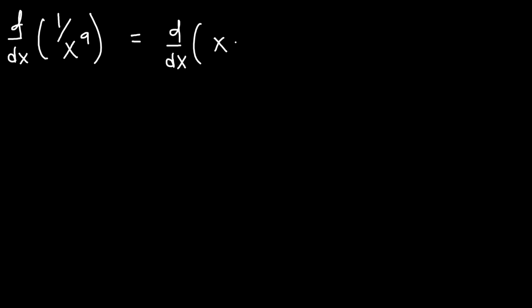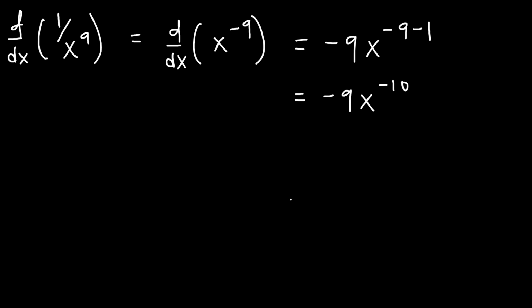Now let's say you want to find the derivative of the rational function 1 divided by x to the power of 9. Now this can also be written as the derivative of x to the power of negative 9. And if we differentiate this, we shall have negative 9 times x to the power of negative 9 minus 1, which is equal to negative 9 times x to the power of negative 10. And so we shall have negative 9 divided by x to the power of 10.